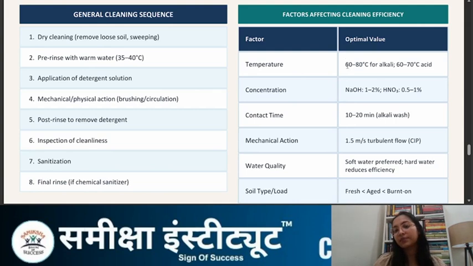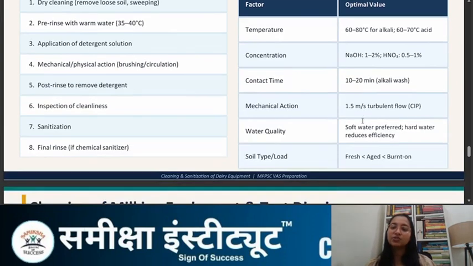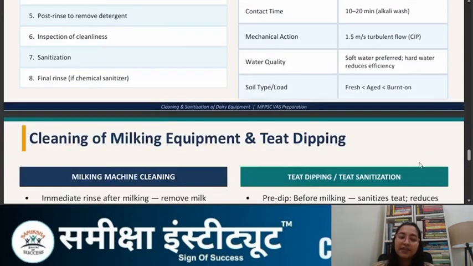Okay, the temperature should be 60 to 80 degrees Celsius for alkali, 60 to 70 or 60 to 80 again for acidic. Then the concentration should be 1 to 2% for alkali and acidic, and 0.5 to 1% in case of nitric acid. Contact time should be 10 to 20 minutes. Mechanical action should be turbulent flow. And water quality should be soft water because hard water reduces efficiency. It leads to formation of milk stones. Then soil type. Okay, the most important, fresh one, aged one, burnt ones, all of them should be removed. So for that we need to ensure that all of them are removed using the cleaning in place system.